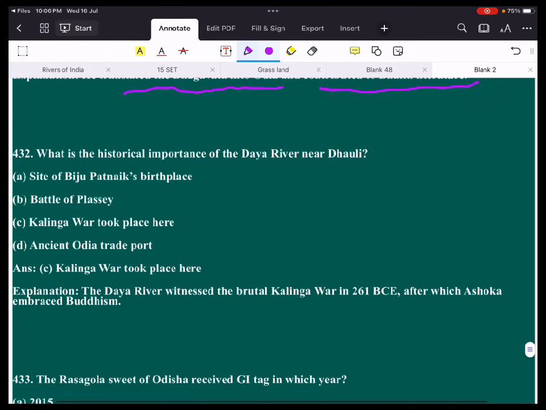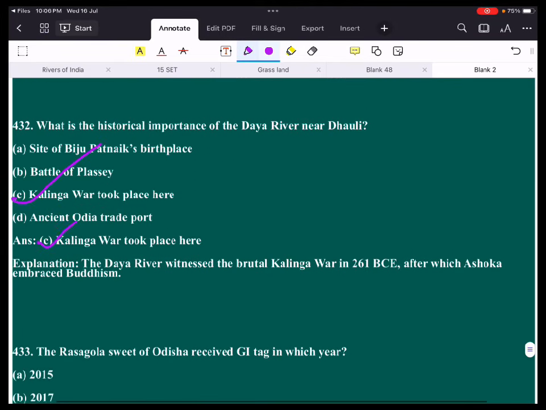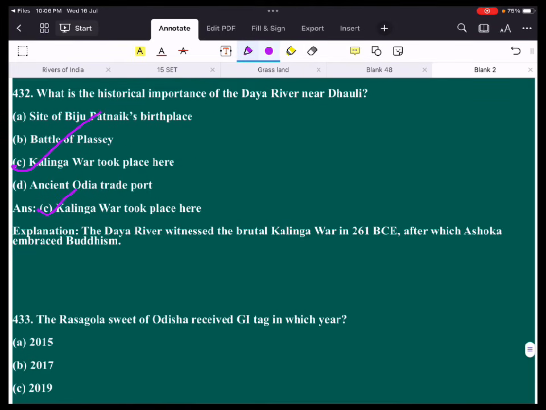What is the historical importance of the Daya river near Dhauli? That is where the Kalinga War took place. Option C is the correct answer. The Kalinga War was fought in 261 BC.